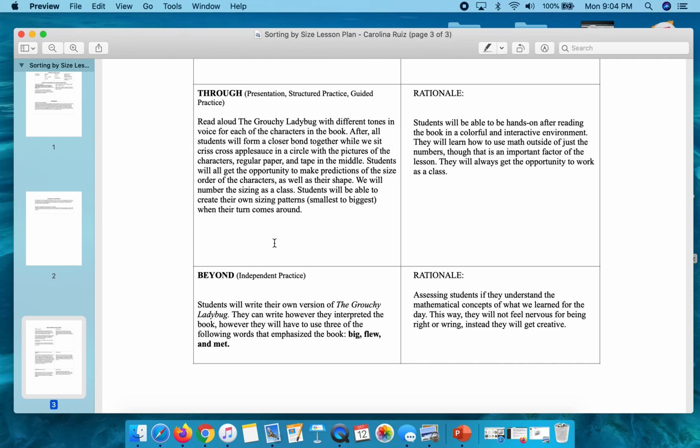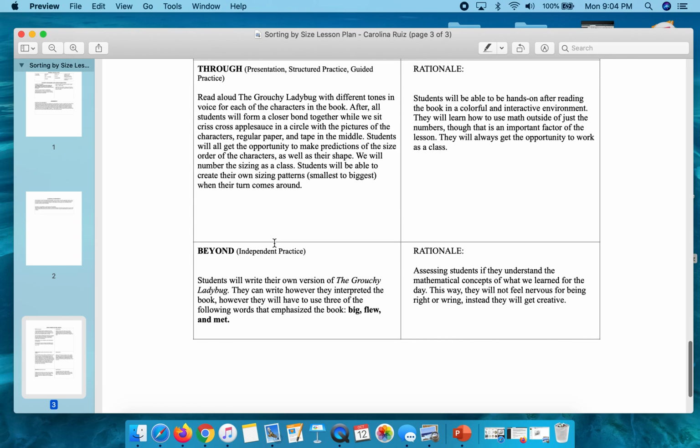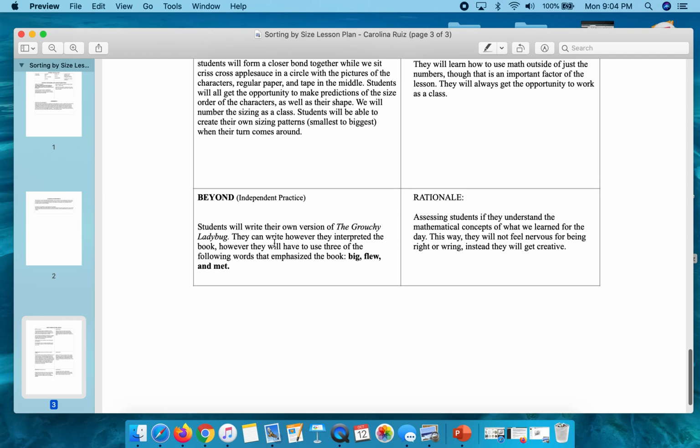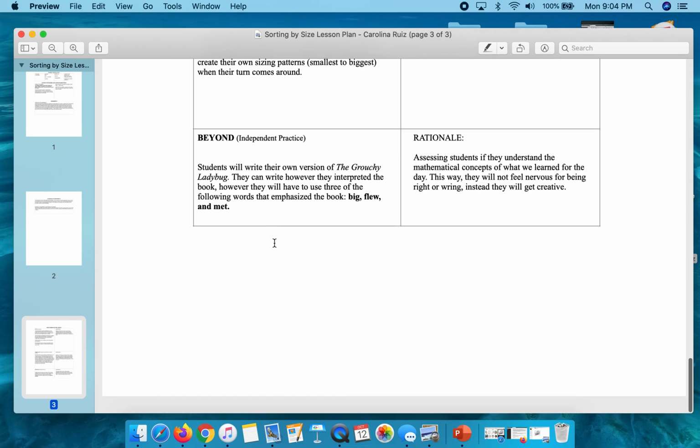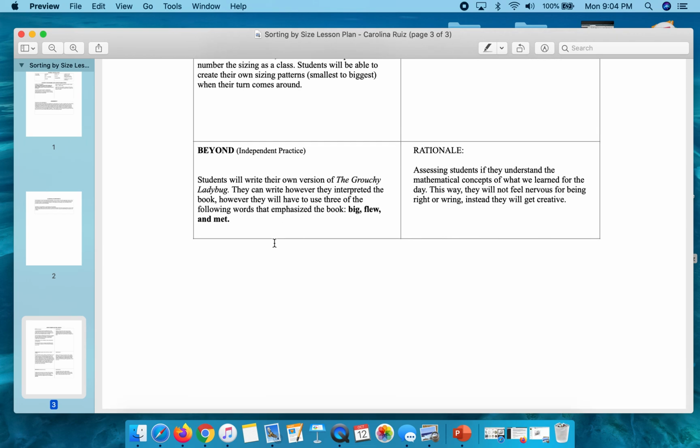The rationale. Students will be able to be hands-on after reading the book in a colorful and interactive environment. They will learn how to use math outside of just the numbers. Though that is an important factor of the lesson, they will always get the opportunity to work as a class. Beyond. Students will write their own version of The Grouchy Ladybug. They can write however they interpret the book. However, they will have to use 3 of the following words that emphasize the book: big, flew, and met.